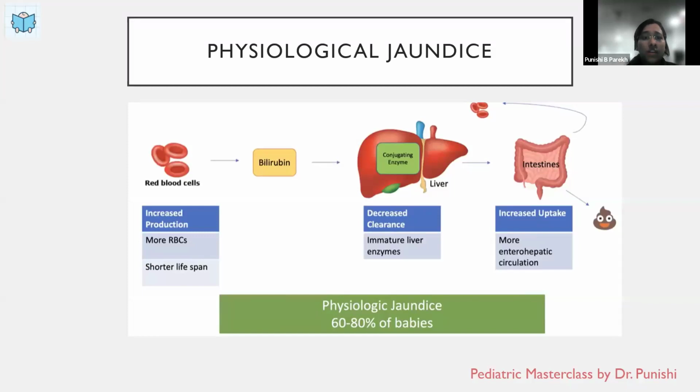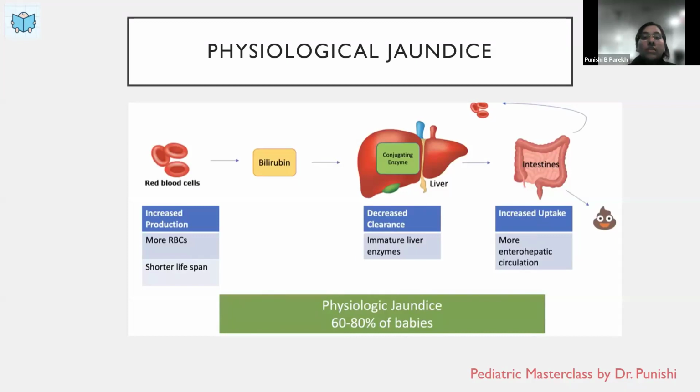We've all had some relative or the other who's had some kid who's had jaundice at birth, might have required phototherapy, might not have required phototherapy. So why is it that these newborns are at a higher risk of jaundice as compared to the other age groups? Number one, RBCs. So there's increased production of bilirubin because number one, they have more RBCs.